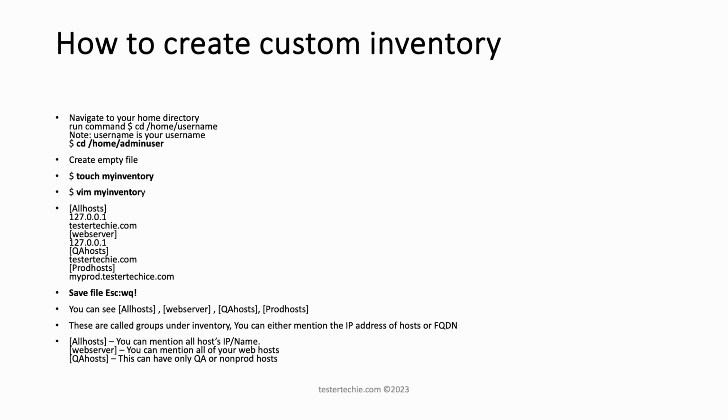Then QA hosts, let's say you have QA hosts, then production hosts, or location based, whatever you want. Under the closing bracket, whatever IP address or host name you put in will be part of that group, and all of these together are basically a complete inventory. Save the file, then you can see all hosts, web servers, QA hosts, prod hosts. These are all groups under the inventory. You can mention either the IP address or the FQDN of your host.